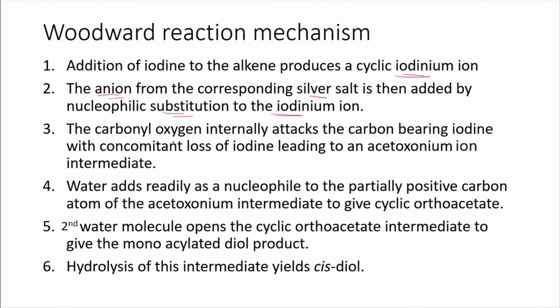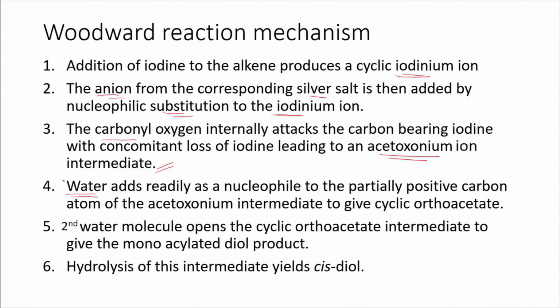In the third step, the carbonyl oxygen internally attacks the carbon bearing the iodine with the concomitant loss of the iodine, leading to the acetoxonium ion. So, in the previous case we had the benzoxonium ion, here we have an acetoxonium ion intermediate. Up to here we follow the same type of mechanism, both the Prevost and Woodward mechanisms follow the same procedure, but the difference happens here because this intermediate is being attacked by the water nucleophile.